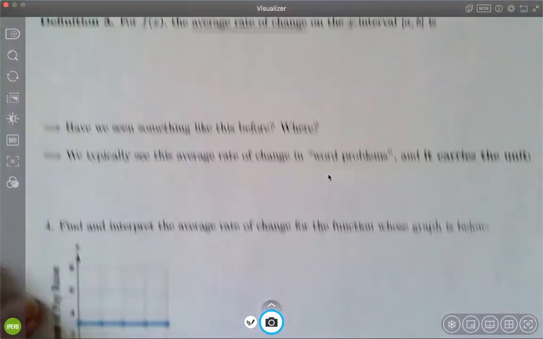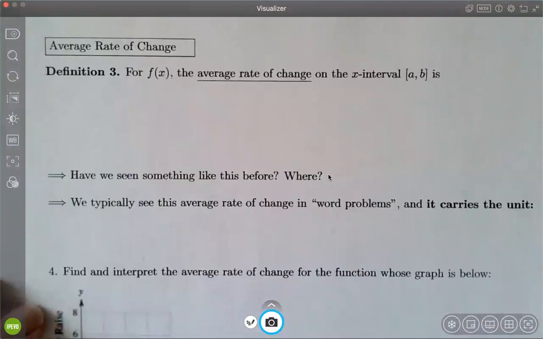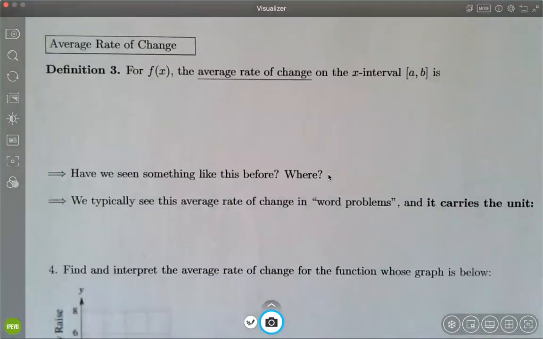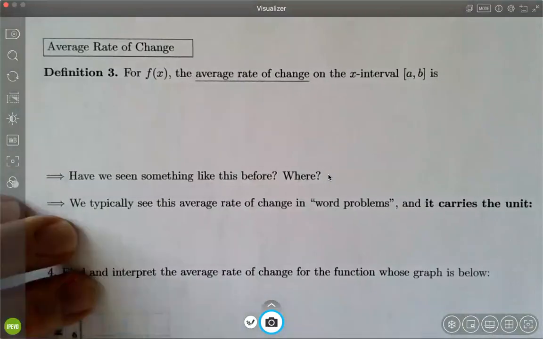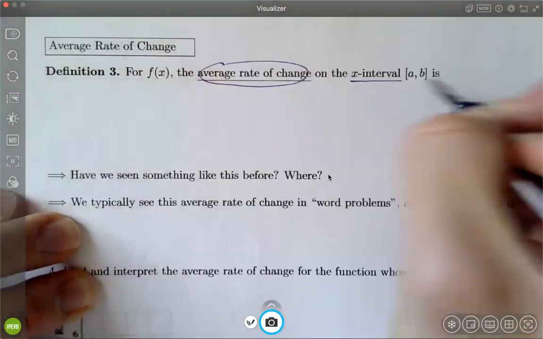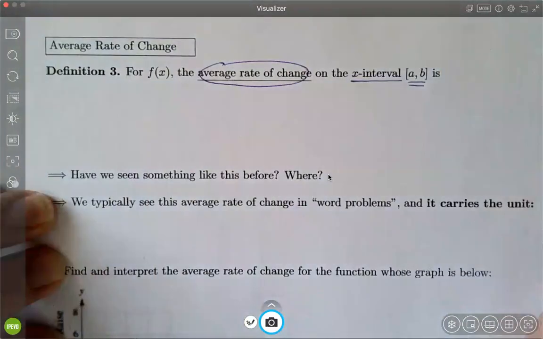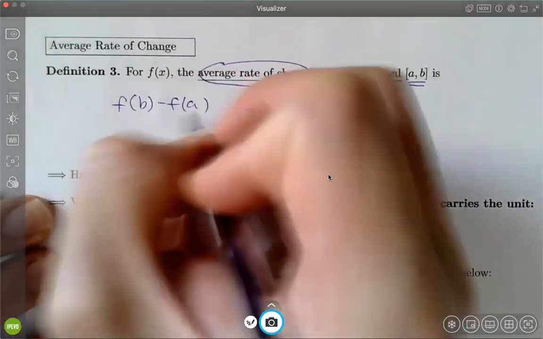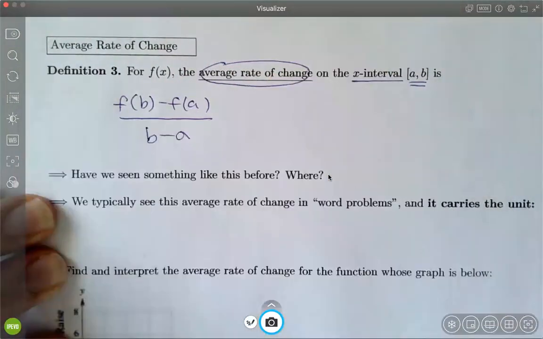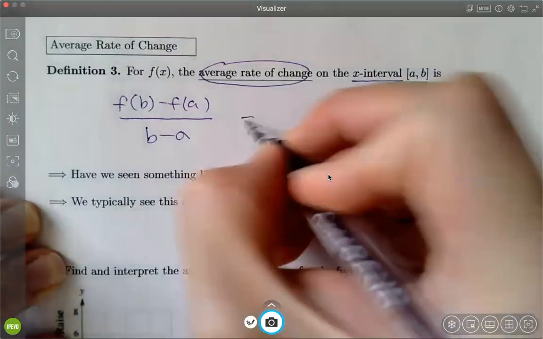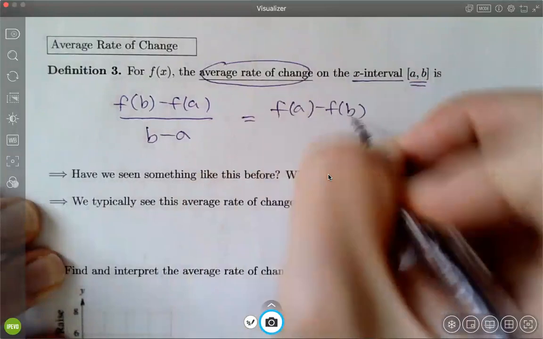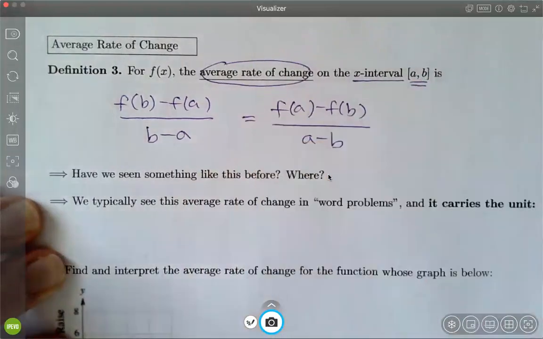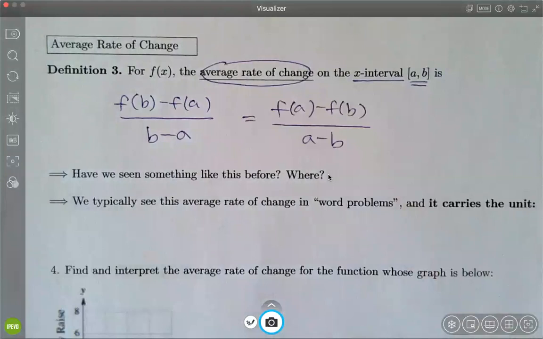Okay, so now the last thing in the section is the average rate of change. Now, for a function f of x, the average rate of change over the x interval [a, b] is given by (f(b) minus f(a)) over (b minus a). And alternately, we can write (f(a) minus f(b)) over (a minus b) as well. So that's the average rate of change.